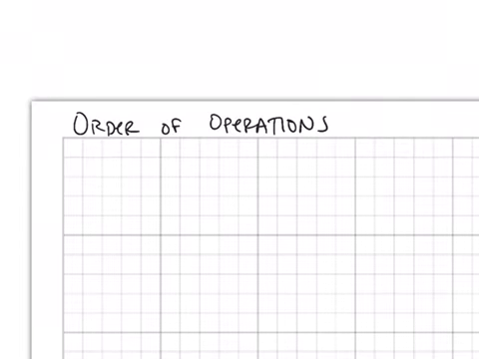Notes today are going to be about something called the order of operations. Okay? And the order of operations is a way of thinking about how to do calculations.